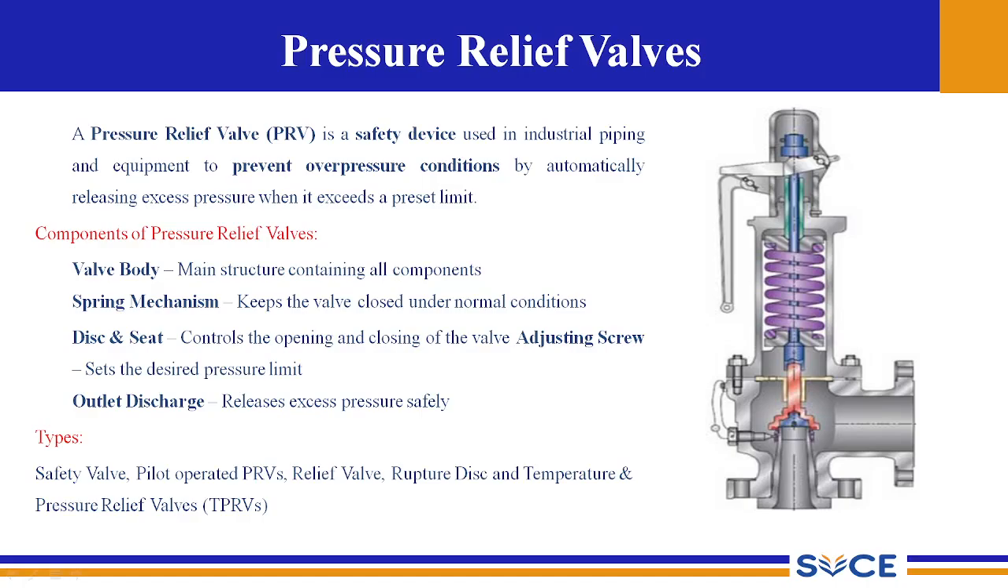In the case of a rupture disc, you have a small thin membrane, or we can also say a diaphragm. If the pressure is exceeded, the disc will rupture, so that the extra pressure built up in the process pipeline is released by rupturing a very thin disc. So the pressure relief valves are very important safety devices because they prevent overpressure conditions by automatically releasing the excess pressure.